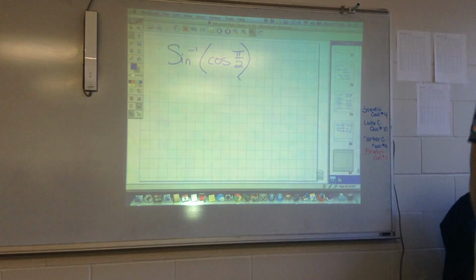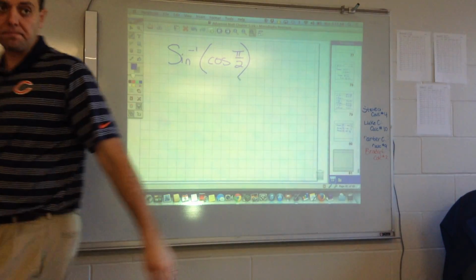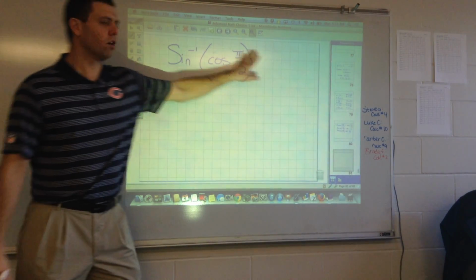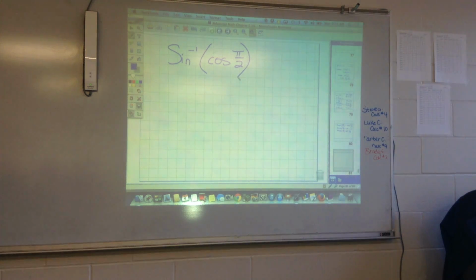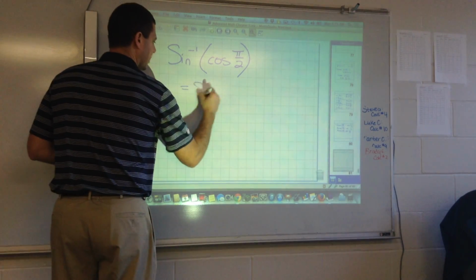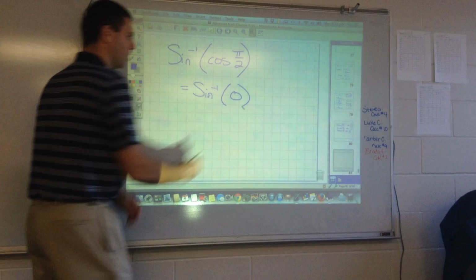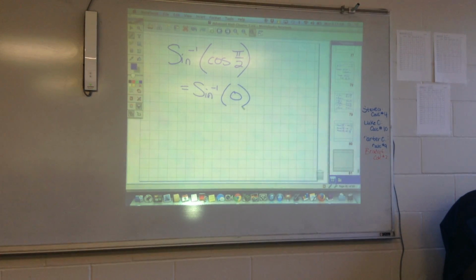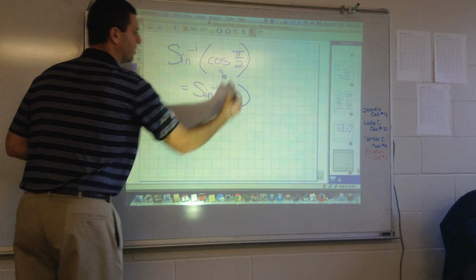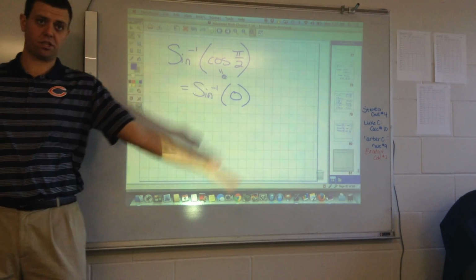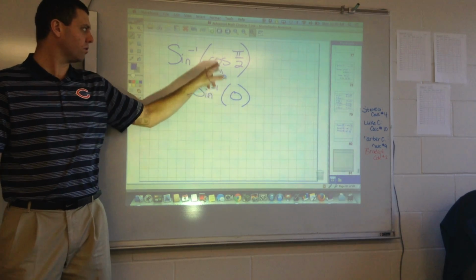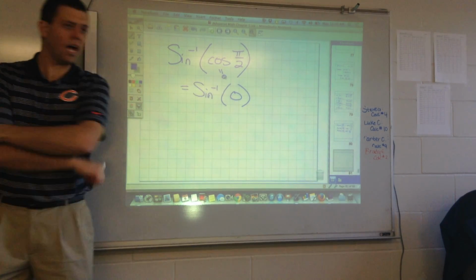Alright, now really kind of making you think here. So we've got the inverse sine of the cosine of pi over 2. When you see a problem like this, do the parentheses first. Always do your order of operations, okay? Cosine of pi over 2. Well, what is the cosine of pi over 2? 0. So really, what we're doing is the inverse sine of 0. Do what the parentheses tell you to do first. The cosine of 90 degrees is 0, so the cosine of pi over 2 is 0. So really I'm just doing the inverse sine of 0.